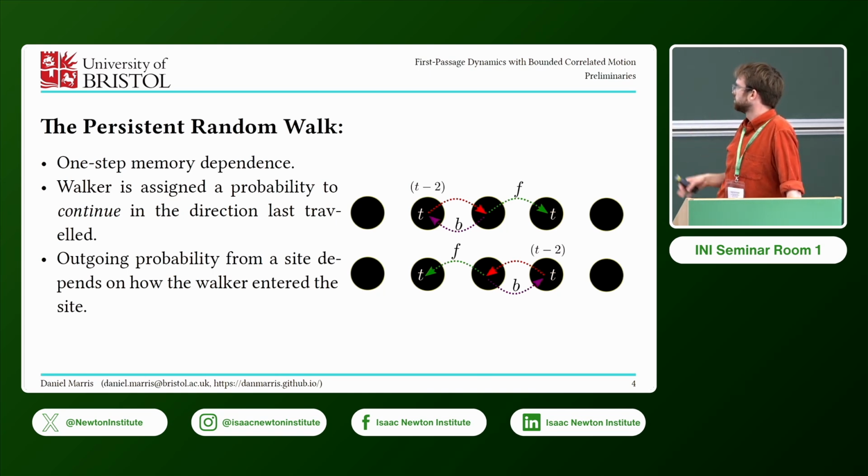But on the bottom line, if it follows that red arrow in and then it takes a right step, well, that's a backtrack. So even though it's jumping from the same site, it's with a different probability. So basically, the outgoing probability of the site depends on the direction that the walker enters the site from.